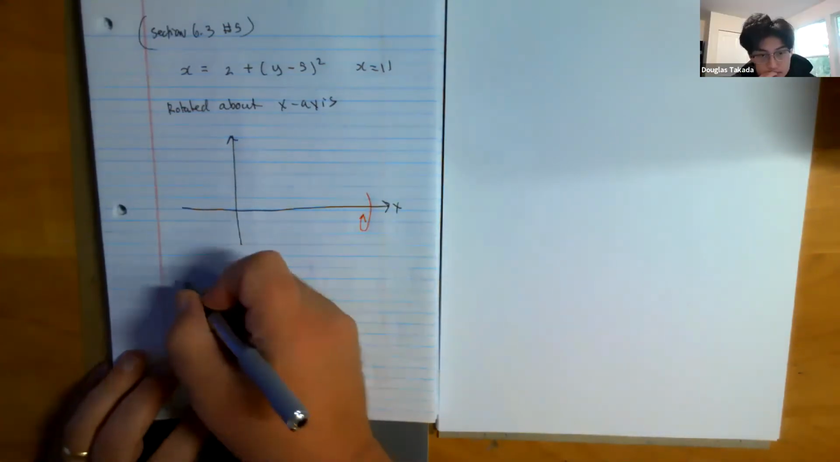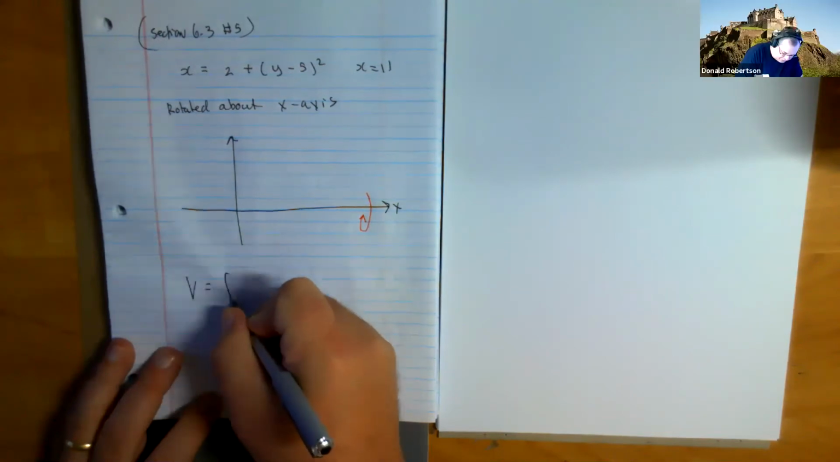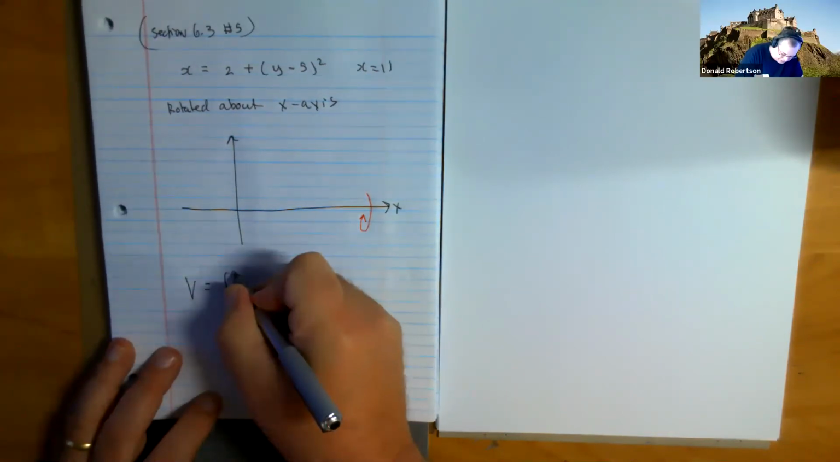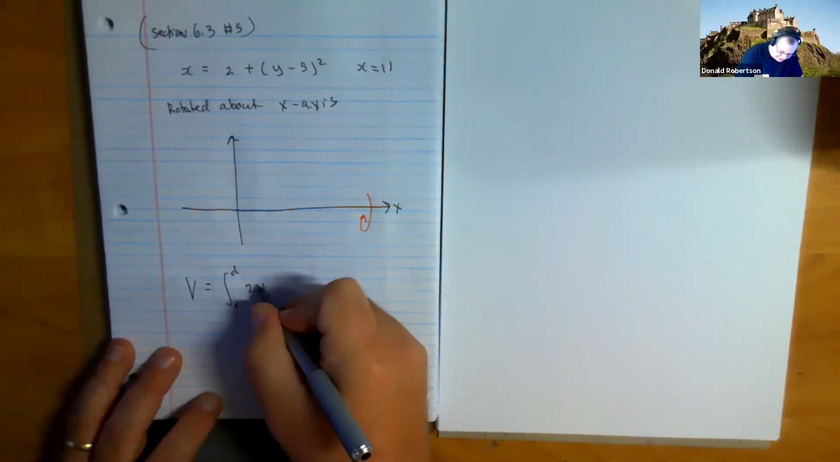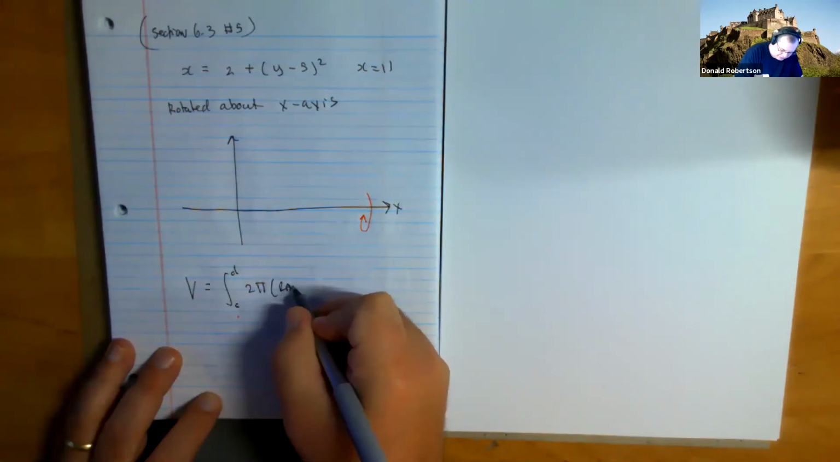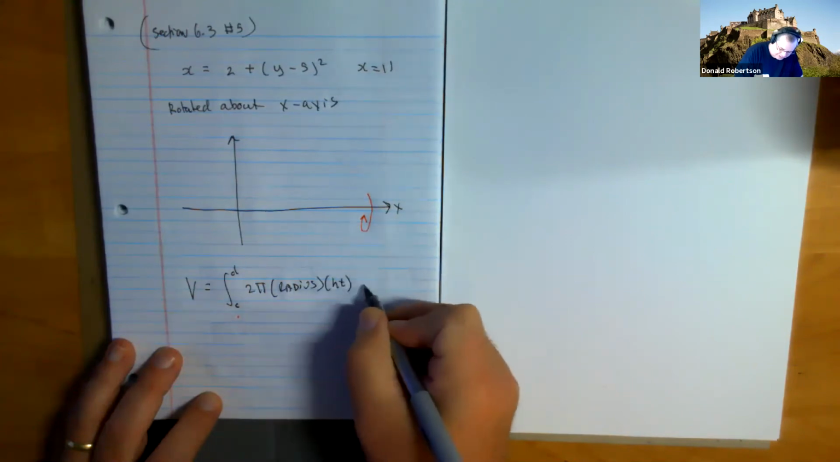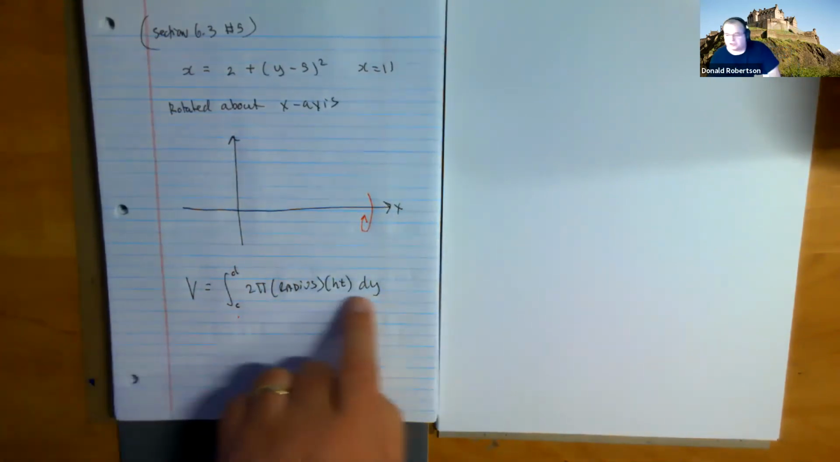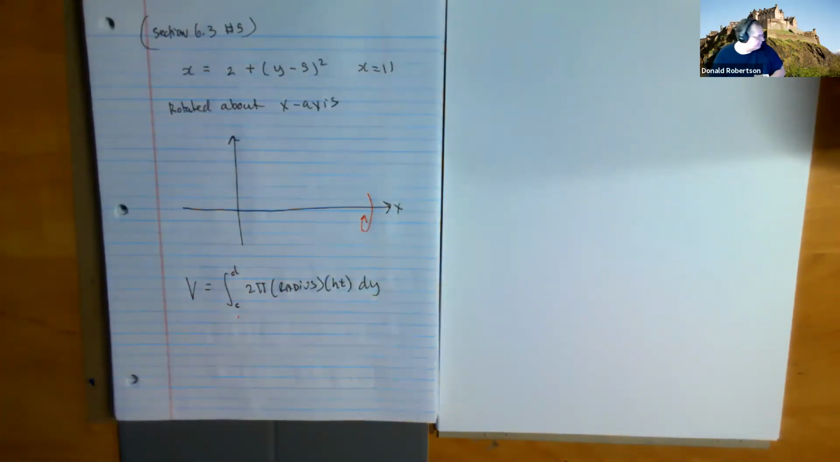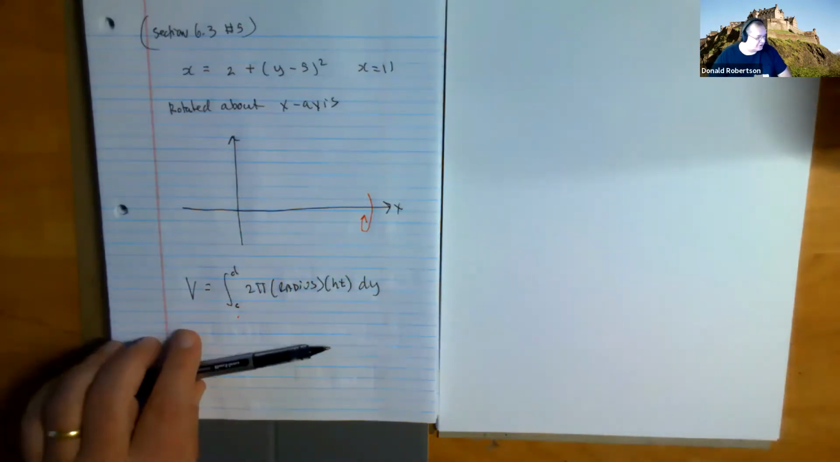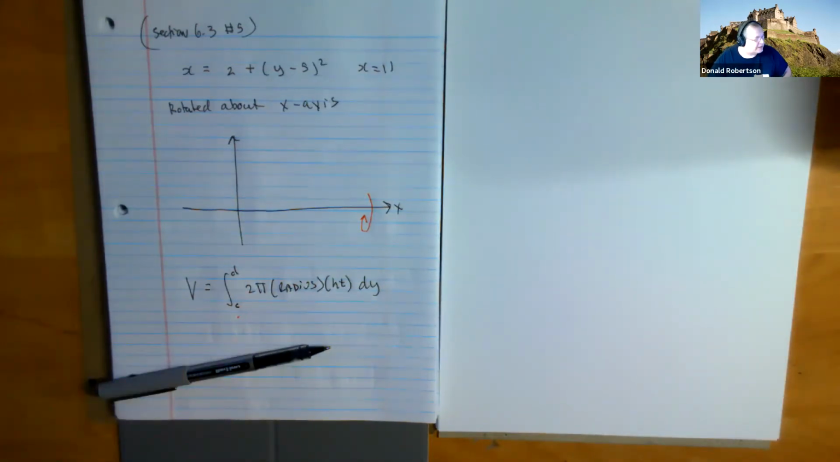Okay, so we know we're going to do the integral from y equals c to d, 2 pi, a thing called the radius, multiplied by a thing called the height, dy. So that's the very generic formula that we're going to use. So I got to get this into Desmos. Let me go over to Desmos for a second and see what this thing looks like.